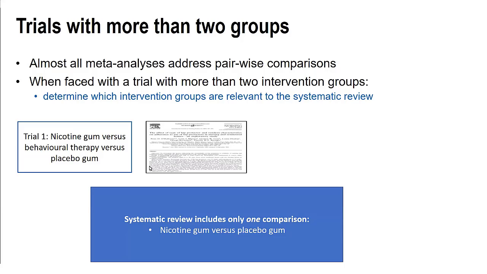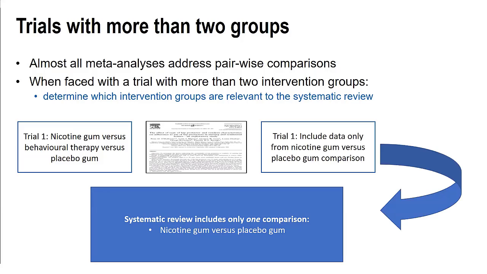If our systematic review only aims to address a simple question of whether nicotine gum versus placebo gum is effective, then really the only two groups that we care about from this trial are the nicotine gum and the placebo gum group. So this is a relatively simple situation to deal with.